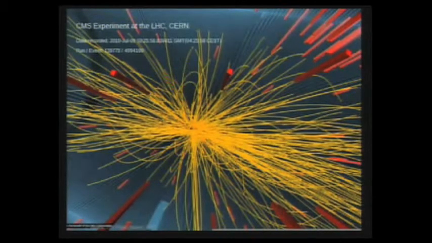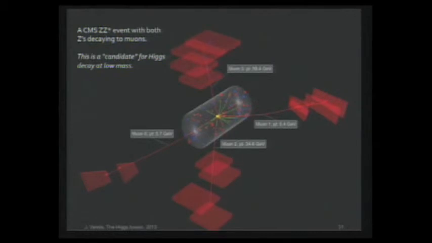And all of them look similar, but we are not interested in most of them. We are interested in 1 out of 10 to the 13, as I told you. So how do we separate these interesting collisions from the large majority that are not interesting? Well, there are a number of key features of things that are rare. First, they produce leptons. They produce muons. Here I have 4 muons. Or they produce electrons, or they produce photons.